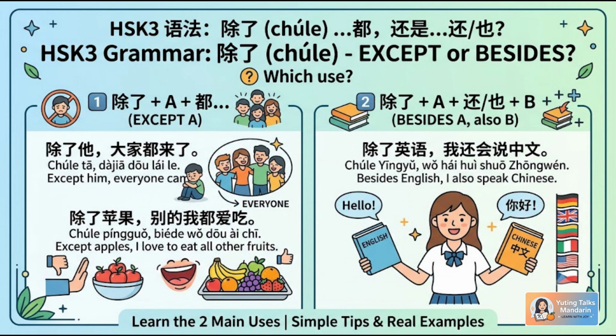Today's lesson is about a Chinese word that confuses many learners, 除了. You may know that it means except, but sometimes native speakers use it to mean besides. So why can one word have two opposite meanings? In today's lesson, I'll show you the two sentence patterns you need to know, with simple examples from daily conversations.